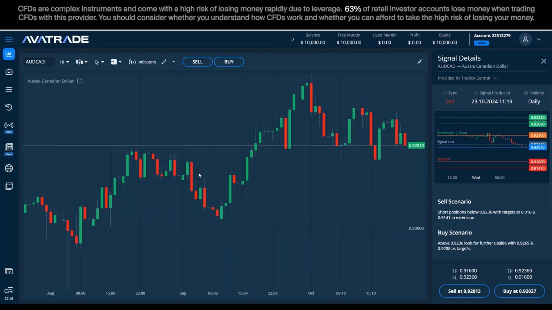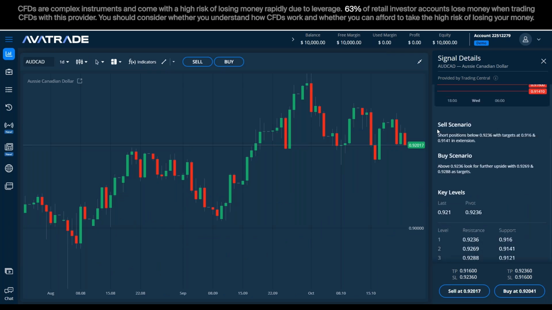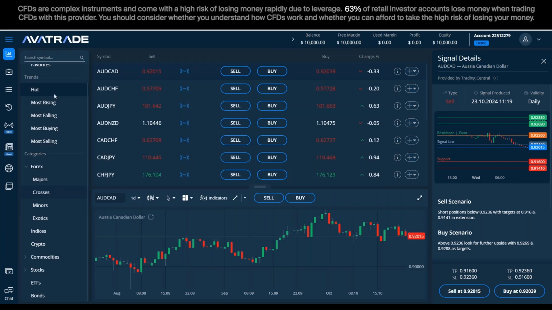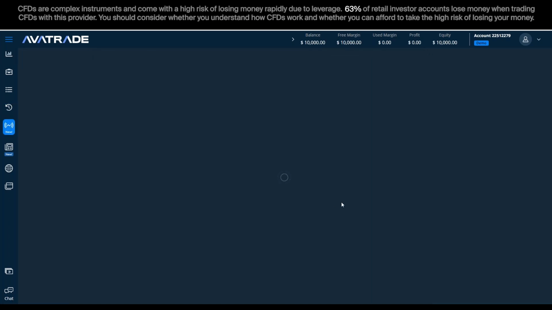So I can expand the screen just to make things a little more comfortable. And I can see here some things: resistance, support. Let's go down a bit. There is a sell scenario, there is a buy scenario, some key levels here. It's also elaborated here, the support and resistance, not only on the chart. And then I see here something called TPSL. We still don't know what that means, so let's dive in and understand the way that the signal is constructed, but let's do it from the signal section. Let's click on the signals.